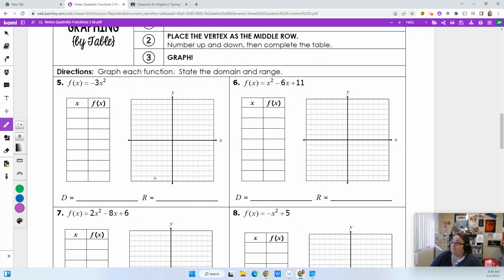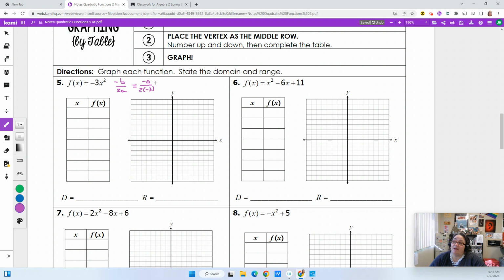So this says graph each function and state the domain and range. And we can do that pretty easily, but we first need to find the vertex, right? We need to find the axis of symmetry and then the vertex. But if I look at this problem, my minus b over 2a, well, there is no b or c in this one, right? We just have minus 0 over 2 times negative 3.